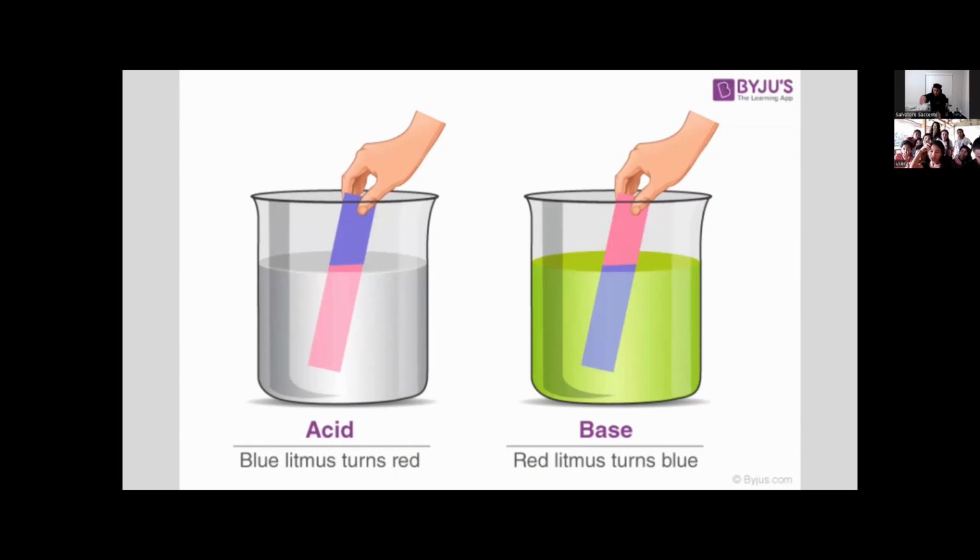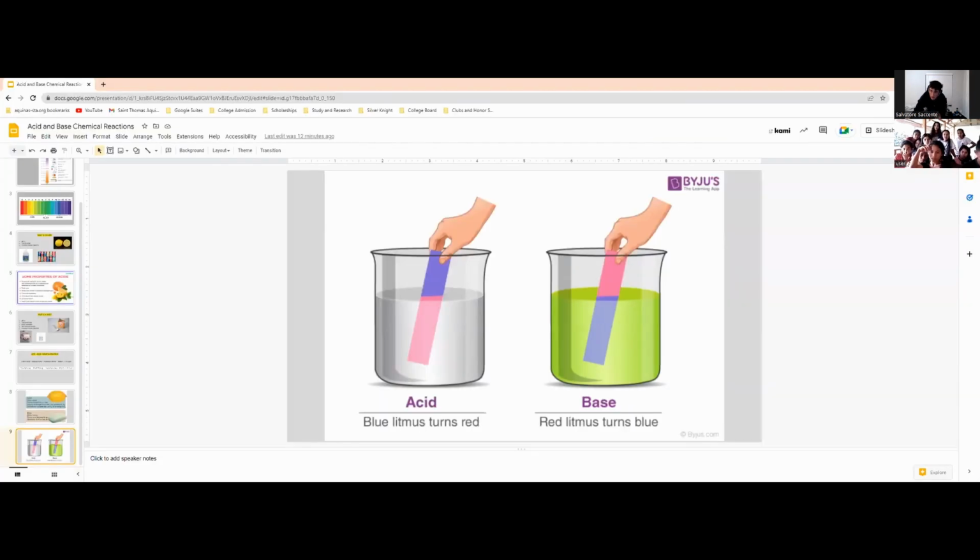Okay? I think that's going to conclude our slides for today. It's a very short lesson, but now we're going to do the experiment. So let me stop sharing here. Okay, so now we're going to do our experiment. Let me move this desk a little bit closer. Give me 1 second.